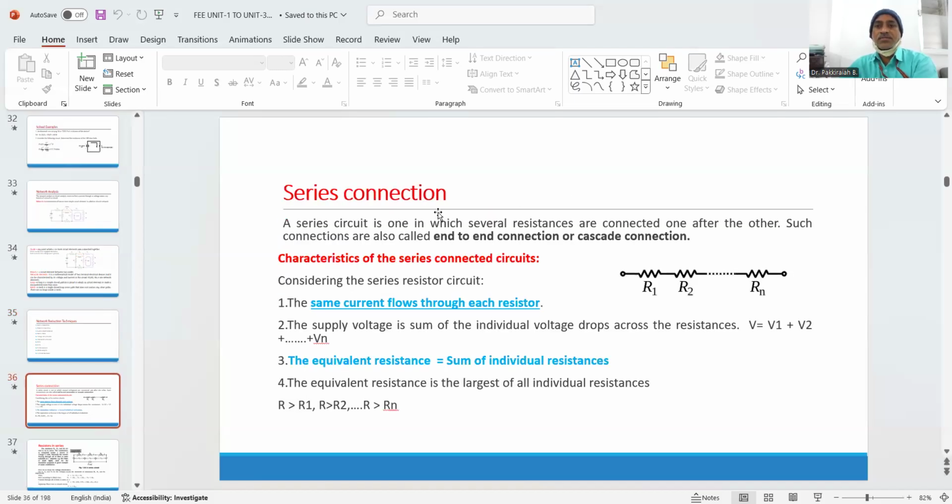Series connection, if we want to go first with the passive element R, so in the case of series, when n number of R are connected in series, equivalent resistance will be the sum of all the individual resistors. So R equivalent becomes R1 plus R2 up to Rn.